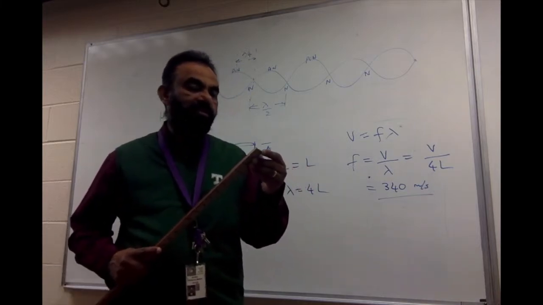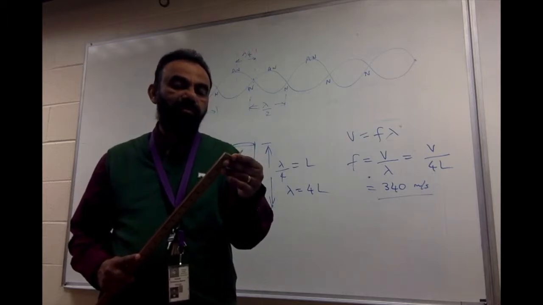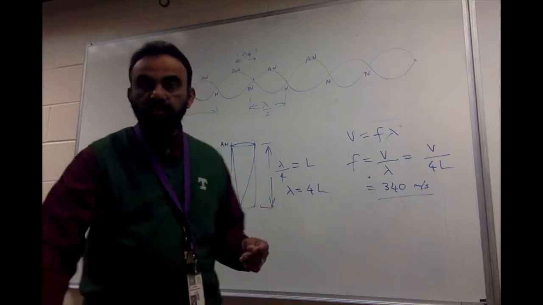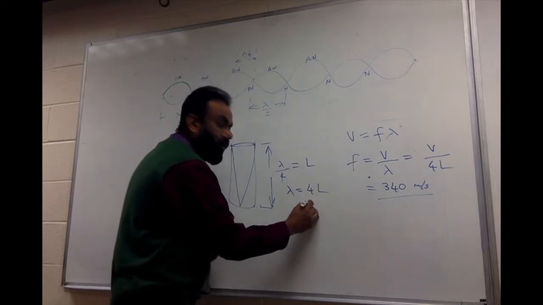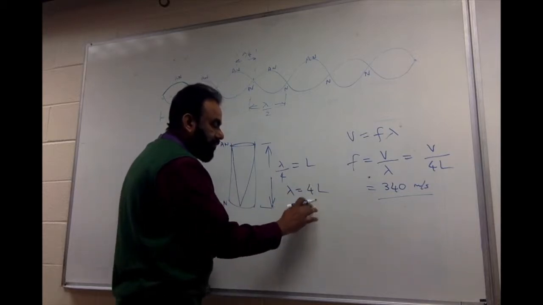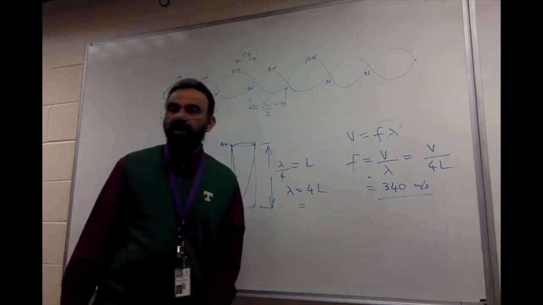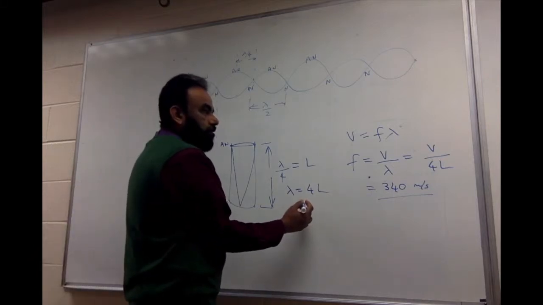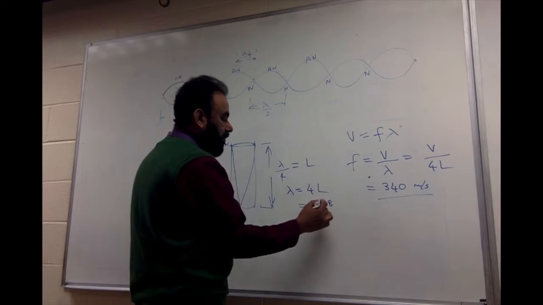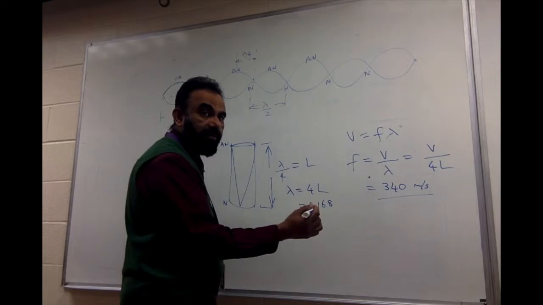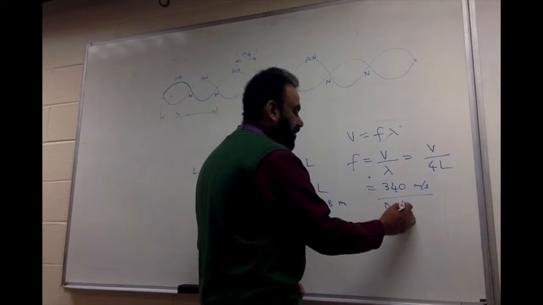So if I measure the length of this, including the end correction, it comes out roughly 4.2 centimeters. So the length of the tube is 4.2 centimeters. So if it is 4.2 centimeters, what is 4L? What is 4L? 0.168. No. Oh, in meters, right? Yeah. Okay. In meters, it's 0.168 meters. So put that here, 0.168.